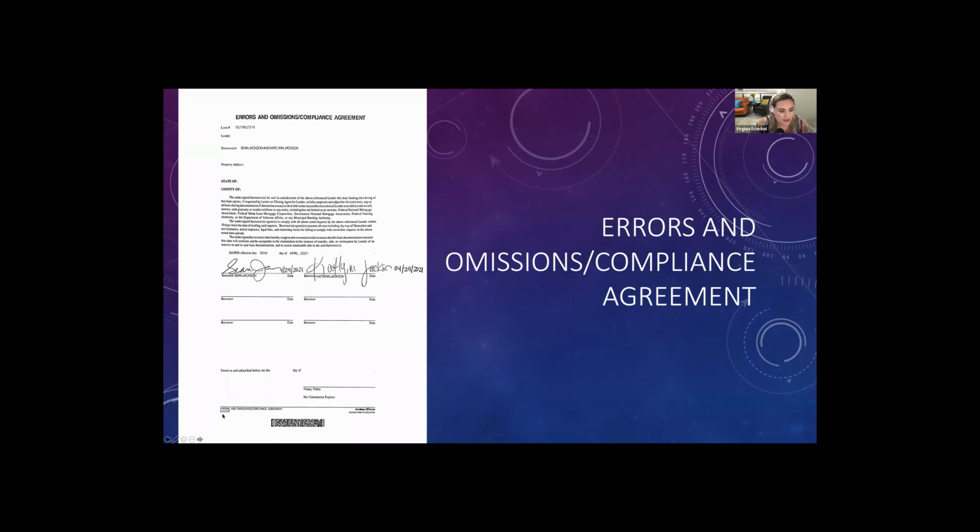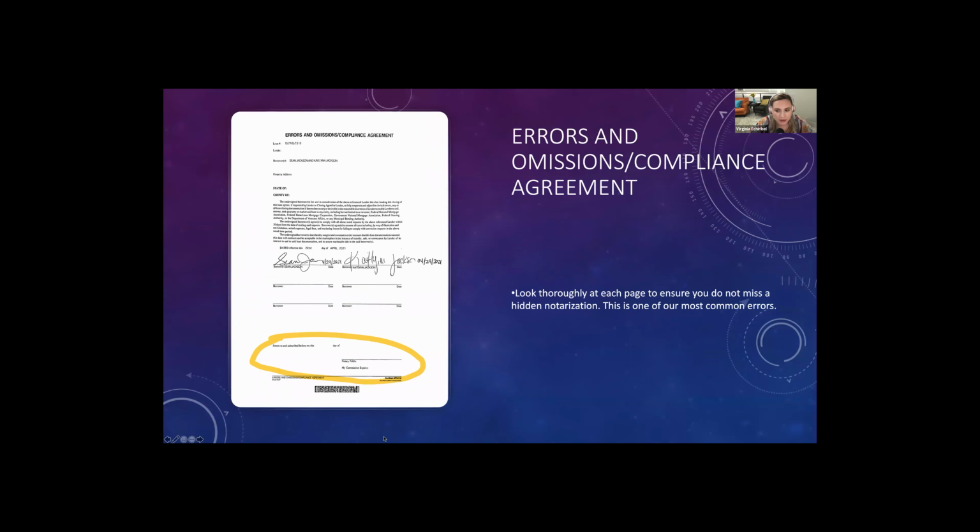And if you can't see it, here's a better look. So yeah, hidden notarizations, examine the entire page. And then even up here at the top, it says state of, county of. That's part of your notarization. They just kind of separated it. Very good.